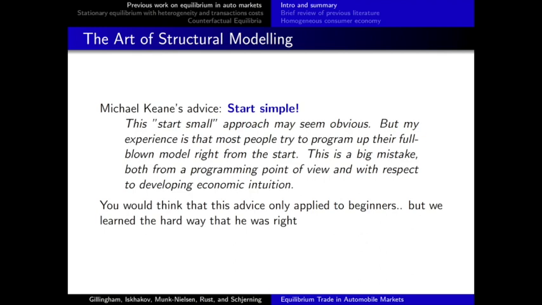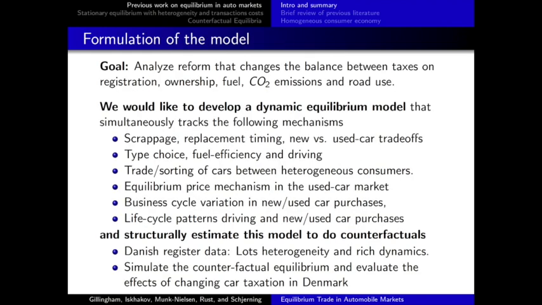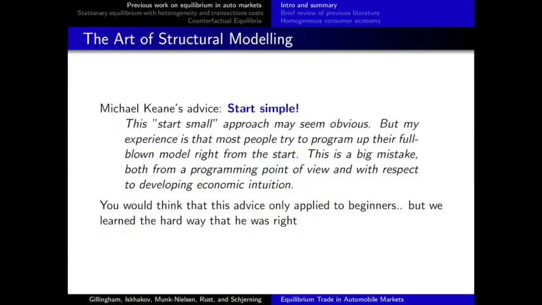And this is exactly what happened to us. We took all the bullets here, put them into our model, coded it up in C, and tried to see if we could estimate the model. That was not a good idea. We learned the hard way. There were many things that we didn't really understand, because all these mechanisms were playing against each other at the same time. So many different incentives at play, and understanding each of them first is really necessary.